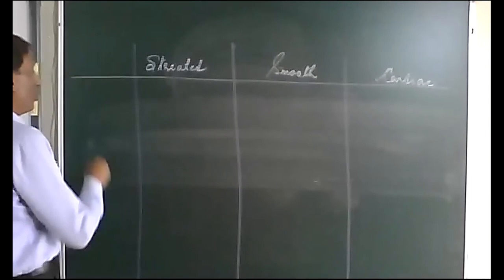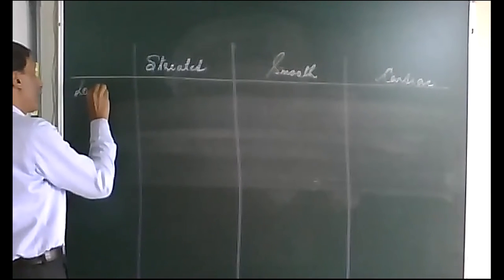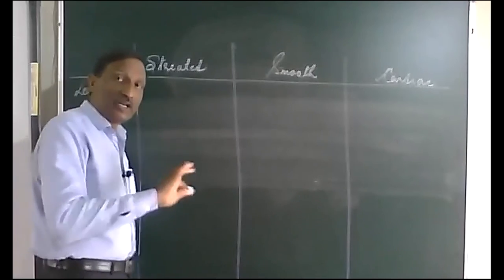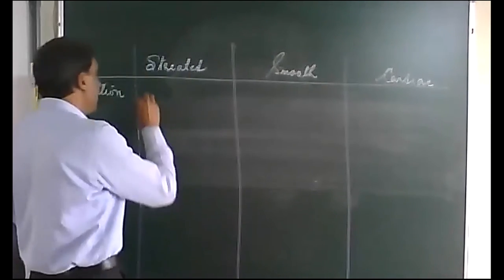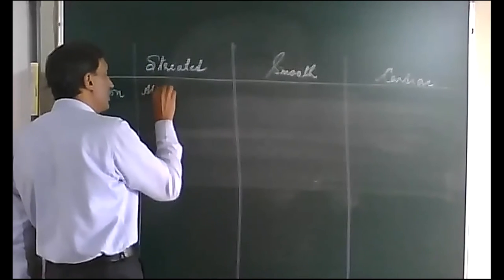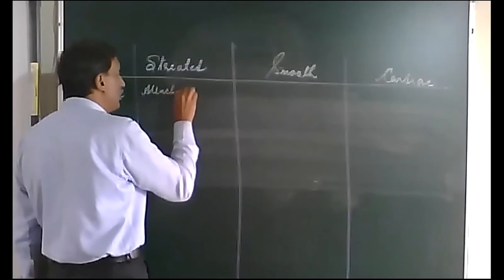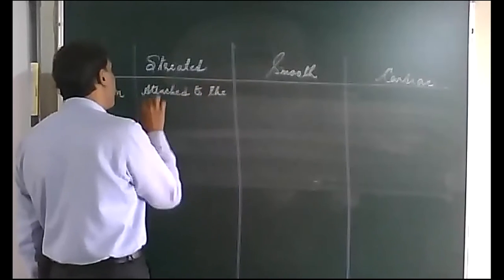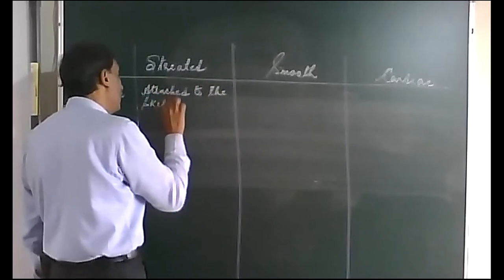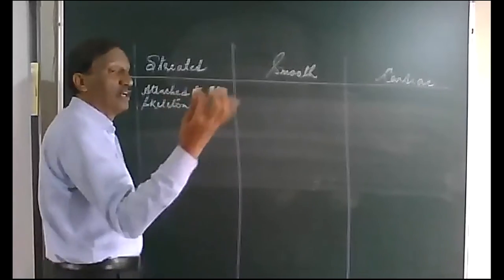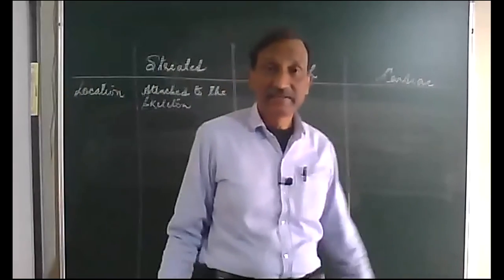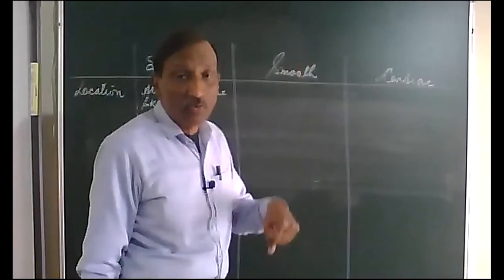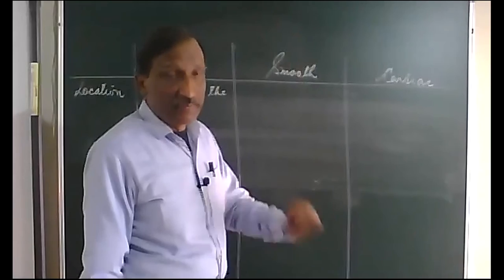Where will you find them? Location. Striated muscles are found all along the skeleton, attached to the skeleton. So all our fingers, hands, and legs, and other parts, they are made to move with the help of skeletal muscles.